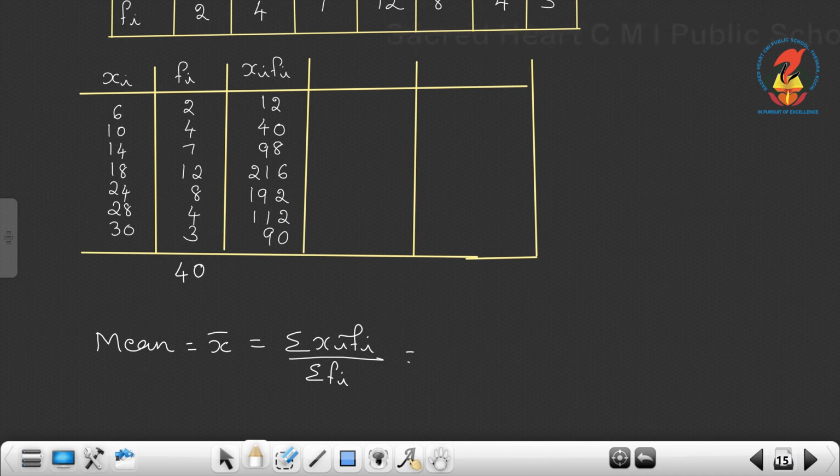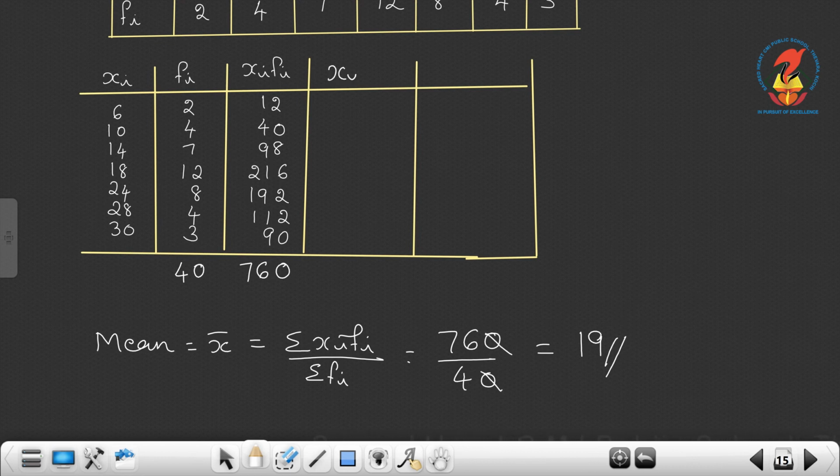Now what is the sum of xi fi? 2 plus 2, 4, 10, 18, 20, then 12, 22, 32, 36, and so on. So it is 760. So it is 760 by 40. So 19 is the x bar.